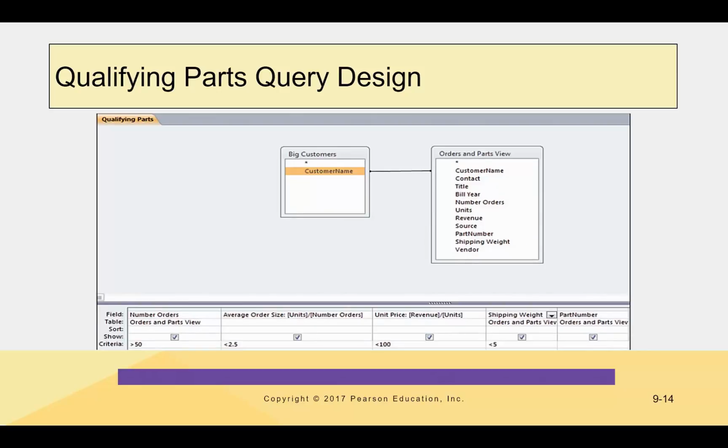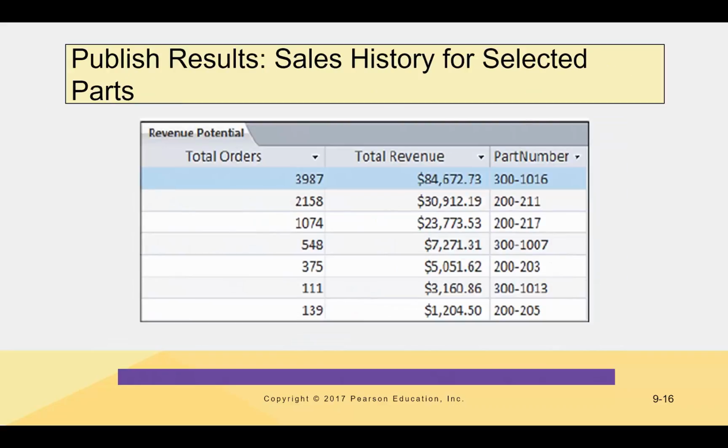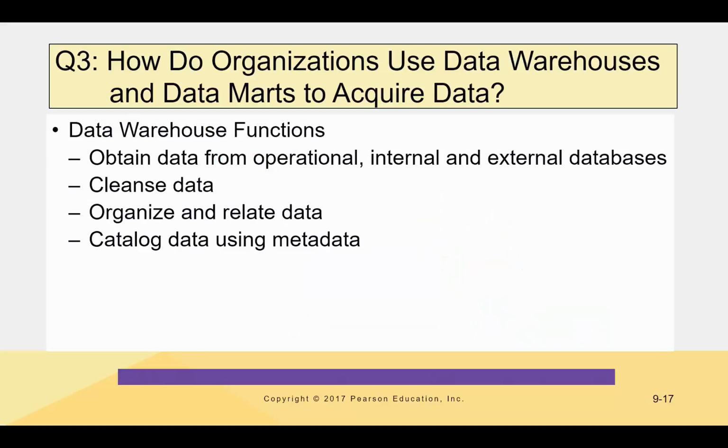Qualifying parts query design. Same as before. What you're trying to find is the areas right here, and you can see this over now. Ends up right there. Publishing the results, and then you complete that circle.